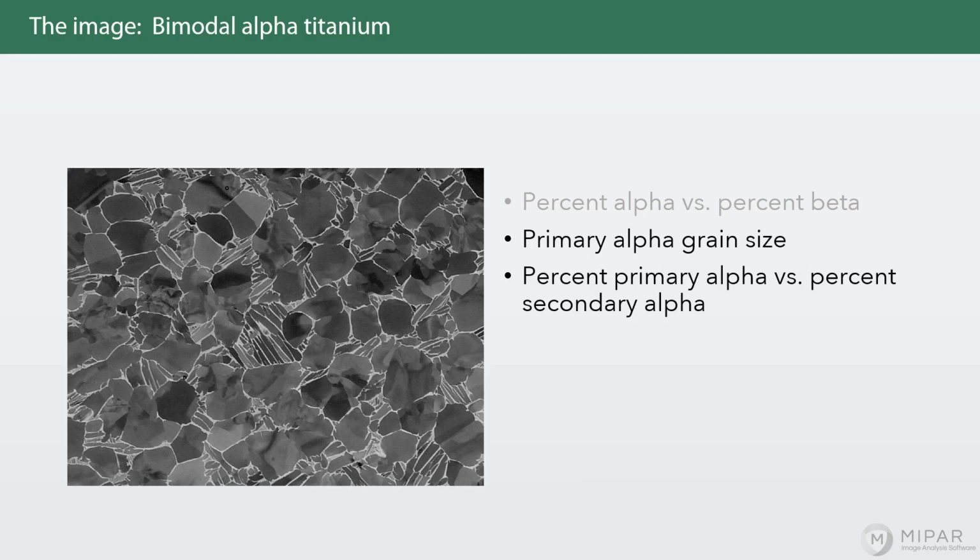From the last lesson, we separated the beta, which is all the bright stuff in the image, from the alpha, which is the dark spaces between the beta. And today, our goal is to separate the primary alpha, which are the large, circular, roughly equiaxed alpha grains, from the secondary alpha, which are these small, thin alpha laths in between the primary alpha.